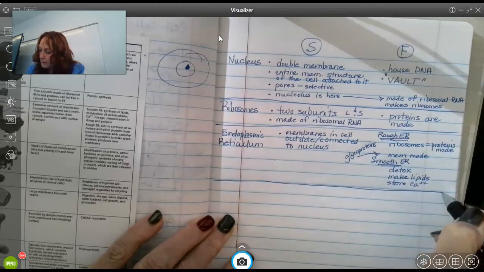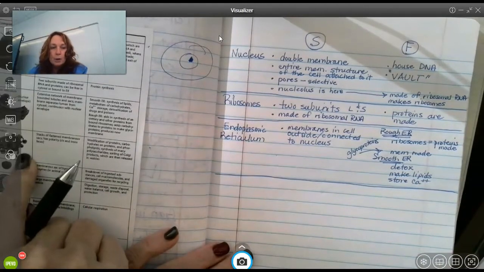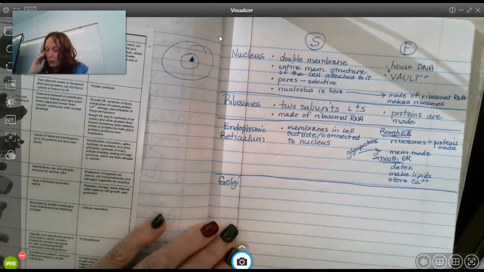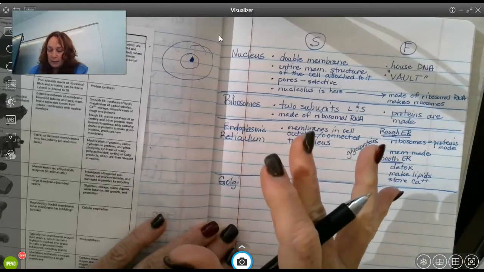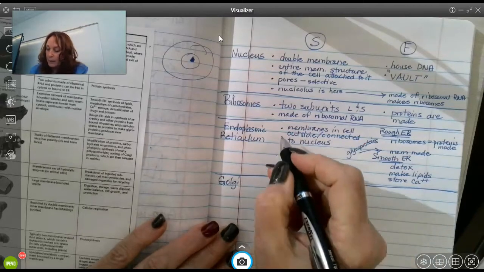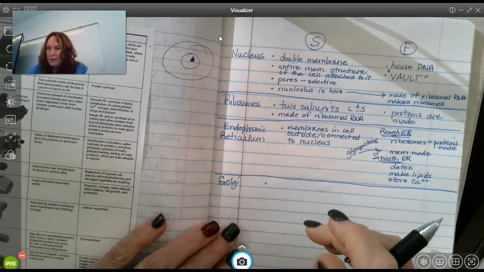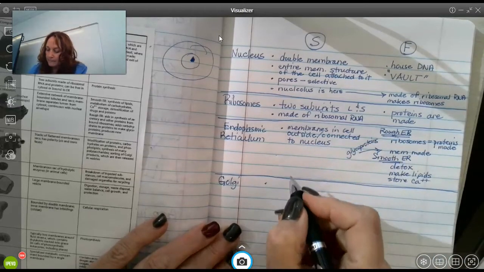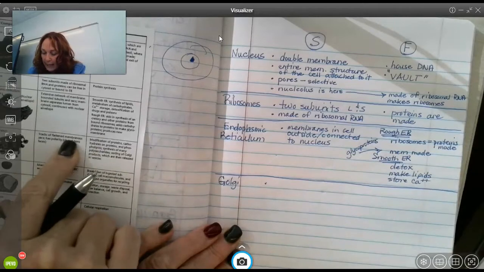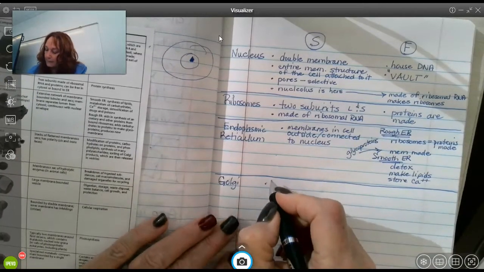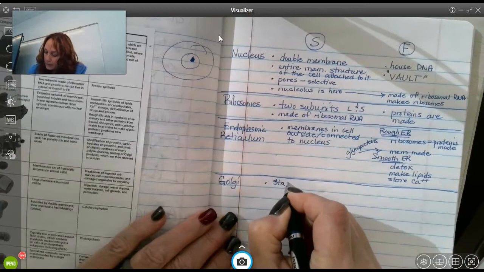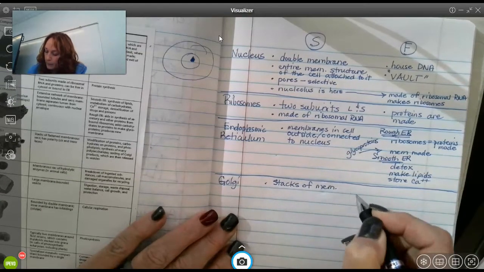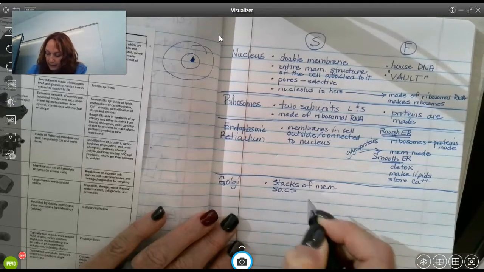Okay. So now we're going to talk about Golgi. Golgi is still part of that whole endomembrane system, but the structure of it, they call them like sacs. Cisternae is what their real name is. Stacks of flattened membranous sacs. So, stacks of membrane kind of sacs. That's what they really are.